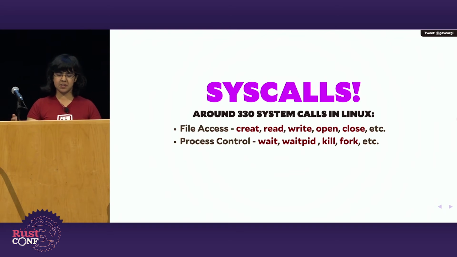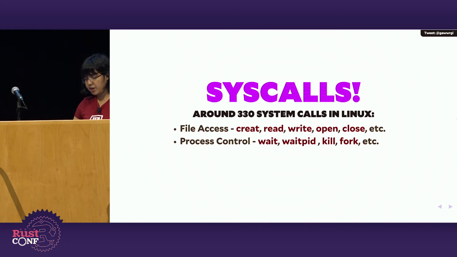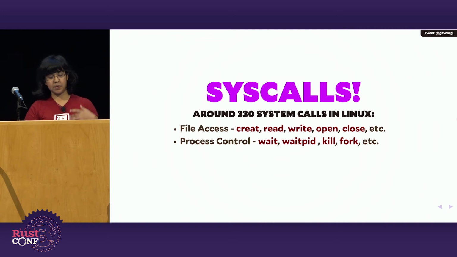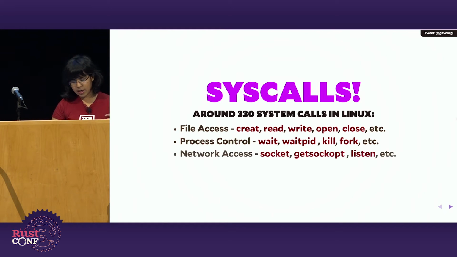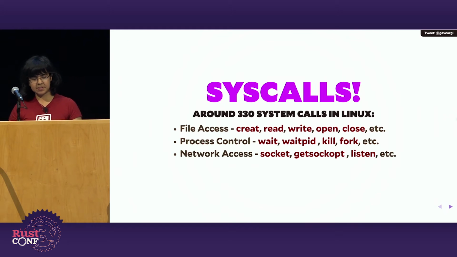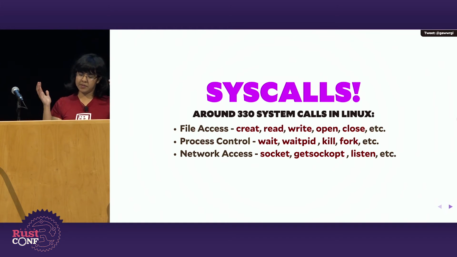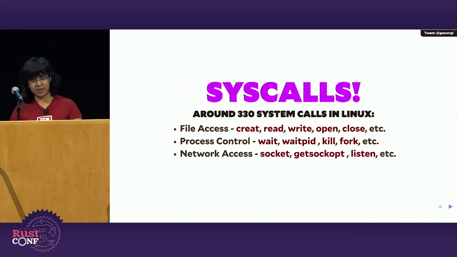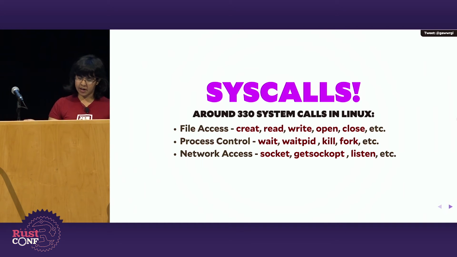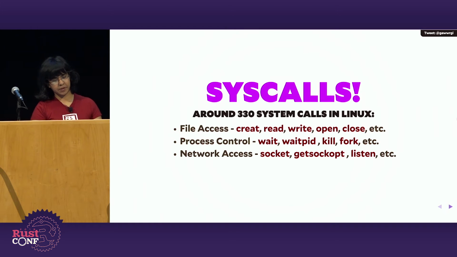For process control, if you want to wait for a process, you can use wait or waitpid. If you want to kill a process, you would use kill. If you want to spawn another process, you would use fork. And for network access, you have socket when you want to create a socket, getsockopt and setsockopt when you want to get or set the options on a socket, or when you want to listen to a socket, you would use listen.